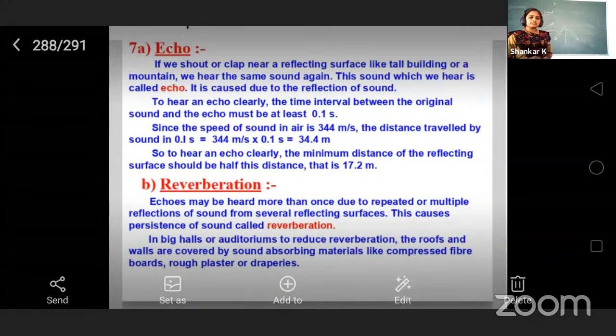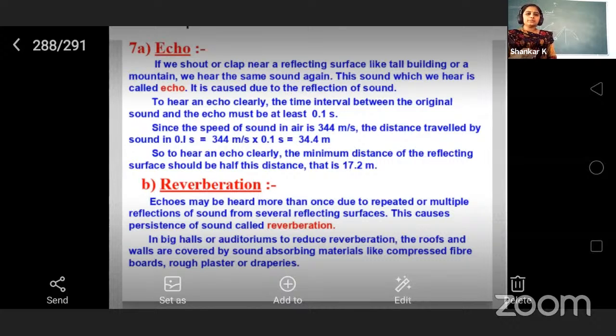Echo means whatever we speak repeats to us, again and again. That is called an echo. Where does it happen? When you go to a tall building or a very big hall, if you speak, that voice will repeat to you, and you can hear the same sound again there. So we call this an echo.